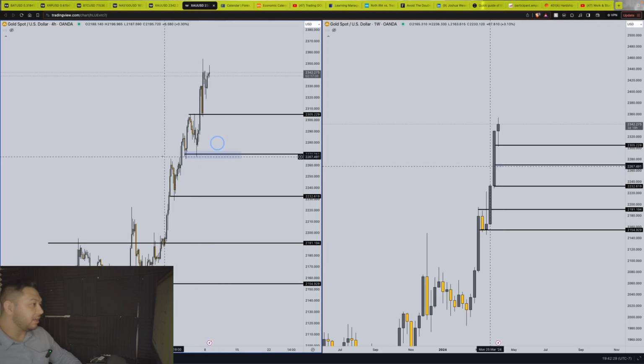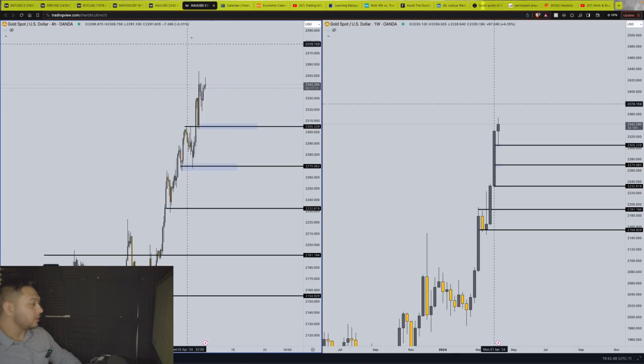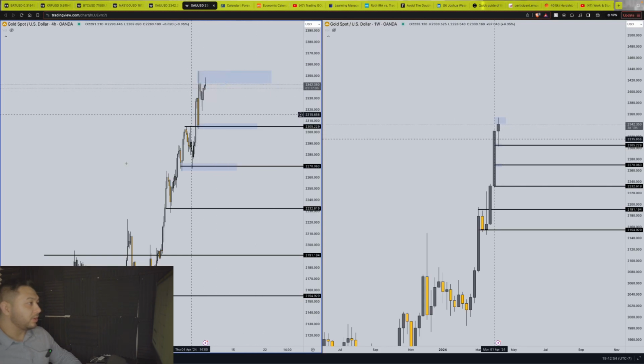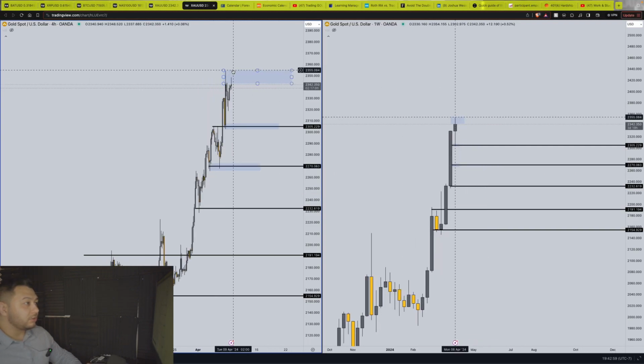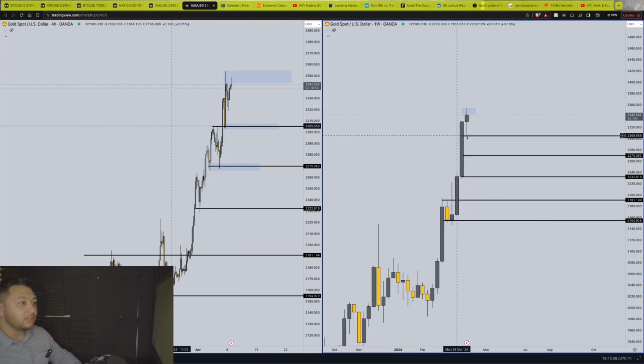So right here we have an area of demand, okay? Right here we have a little retest area, but it's also an area of demand for this point right here. If I were to move this over, area of demand, right? Next, we have an area of supply here, where price currently is reacting from. This is also our weekly high, based on how the price action currently is for this week. And this is our previous week's high.